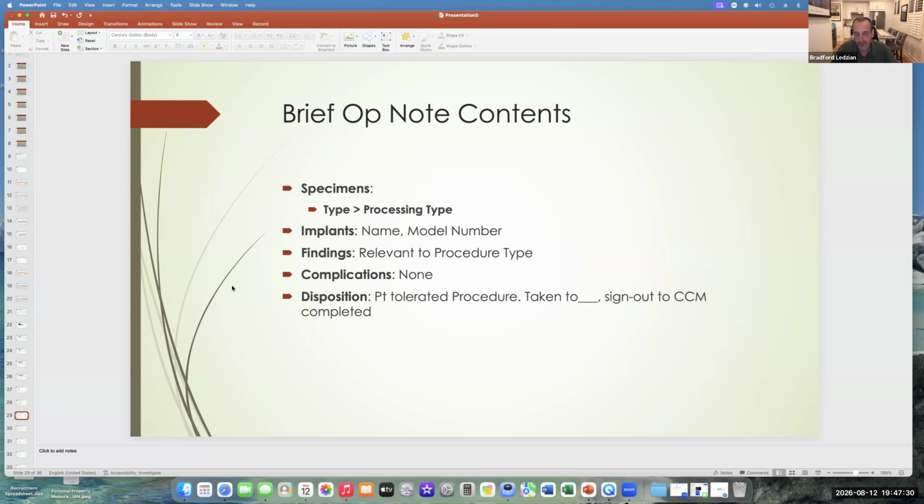Specimens, you want to document what is the specimen, what type is it, what location did it come from, and what processing type. Are you going for frozen pathology? Are you going for permanent pathology? Are you going for microbiology? Are you going for just identification? But for each specimen, you want to know what is being done with it so that it can be appropriately followed up on, right? You don't want a specimen sent off and it has a malignant finding on it, and then it's not in your note that it was ever sent off. That would be bad, right?